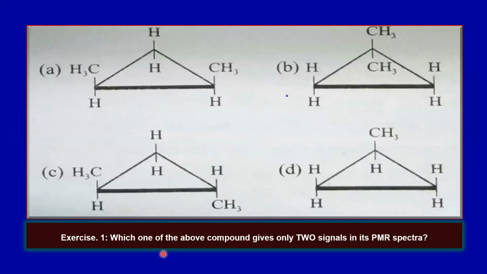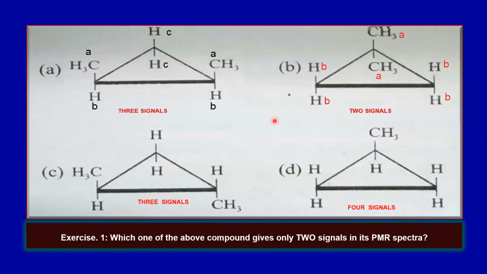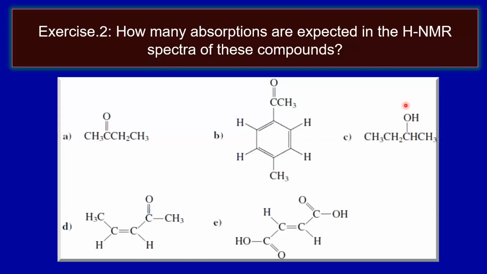Some more examples. Which one of the above compounds gives only 2 signals? Let's look at. So why? Look at here. These two are equivalent, so one signal. These two are equivalent, second signal. These three are equivalent, so 3 signals. So look at here. These two are similar, these 4 are similar. So 2 sets, so 2 signals.